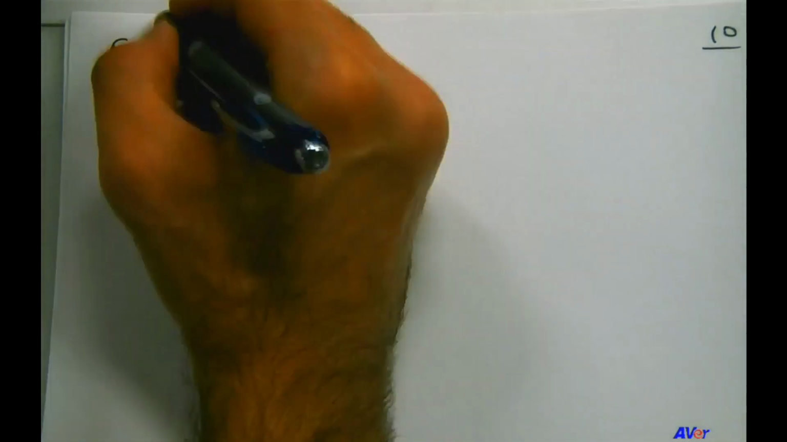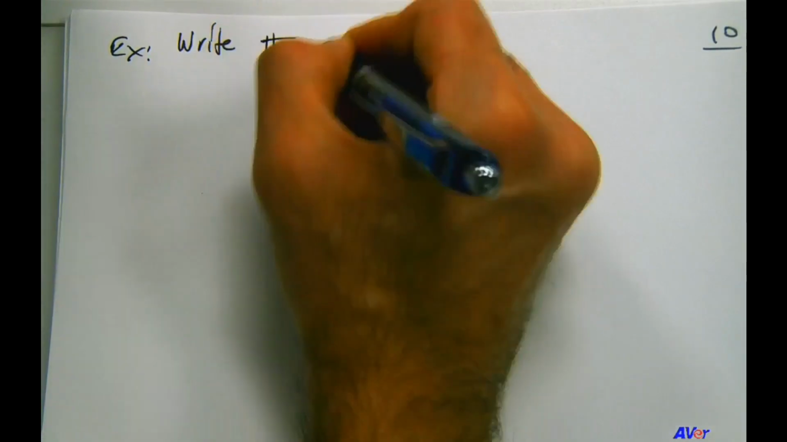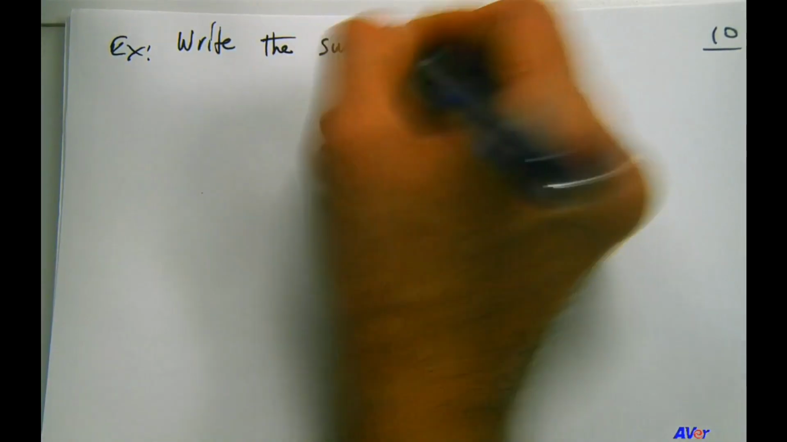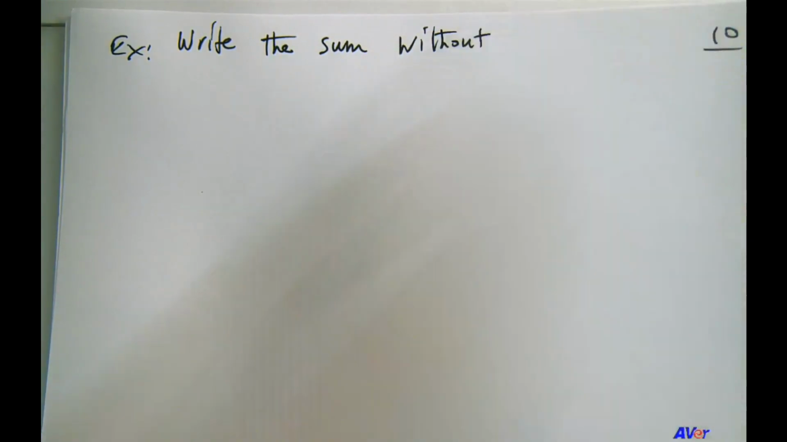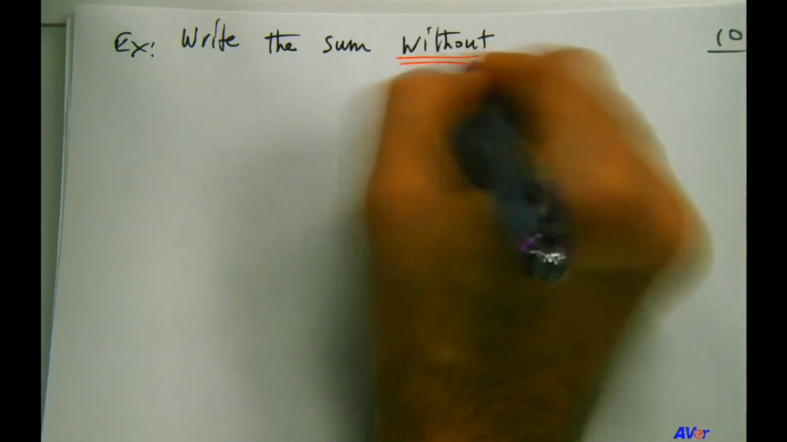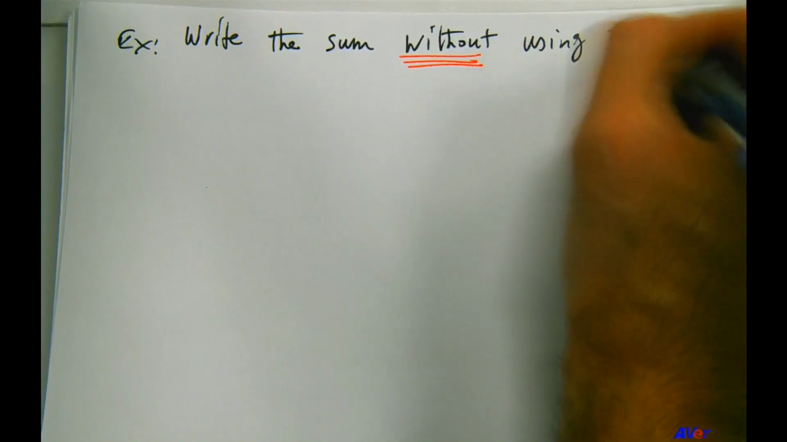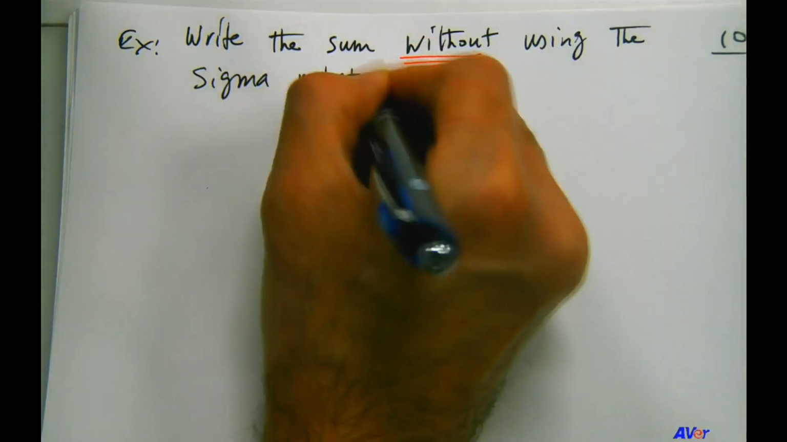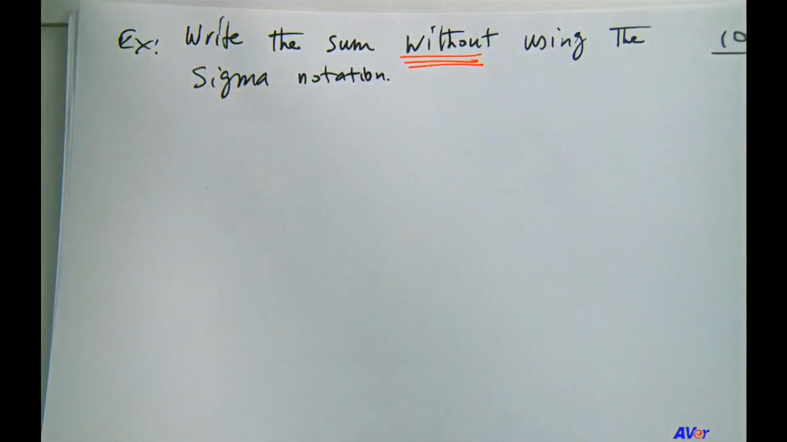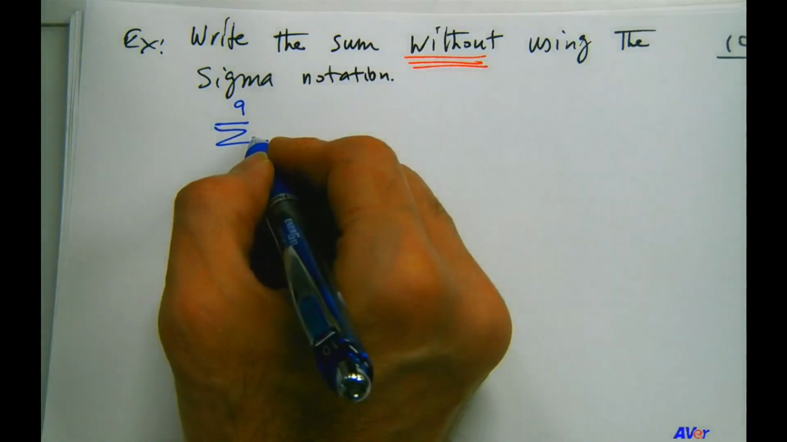And so here's another example. It says, write the sum without, this is the key, I should have written it in red, without using the sigma notation. So here is what they give us.